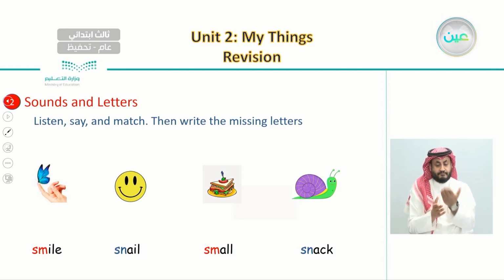So now let's listen to the 4 words one more time, and after this we can start to match these words with the pictures. So let's start with the first word. The first word here we have is smile. Smile. Say after me, smile. And the next word is snail. Snail. Say after me, snail.